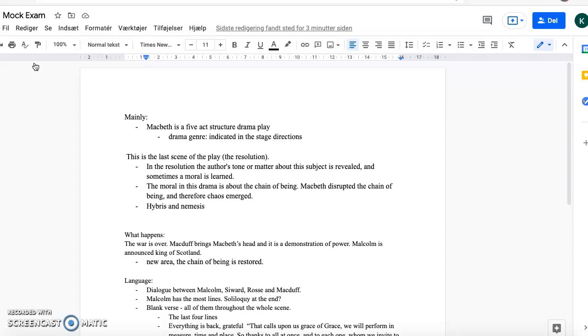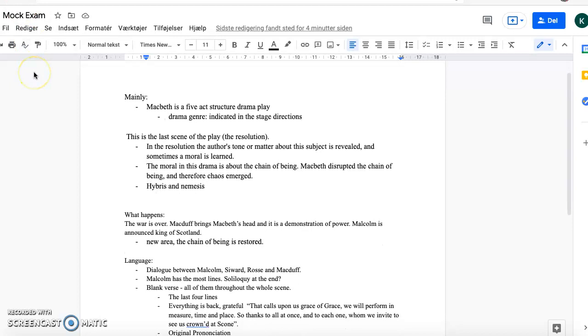Hybris is when you go in a bit too deep over your head, trying to reach for some power or status that you think you can have, but you actually can't. And when you have committed hybris, you will inevitably get hit by nemesis, which is also seen in this play, where Macbeth obviously has been killed. And this leads me to a very short resume.